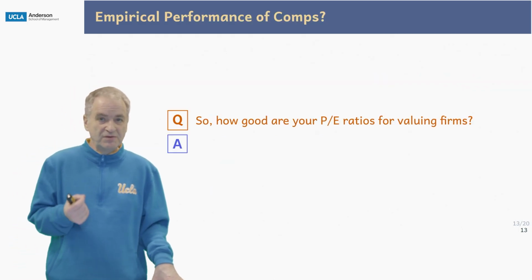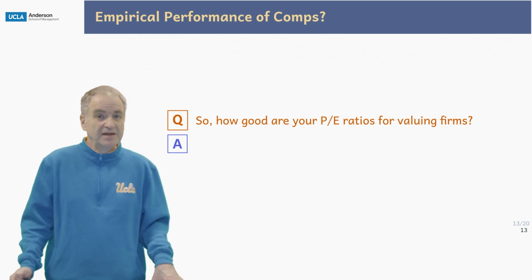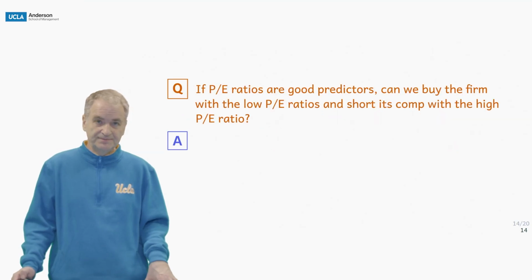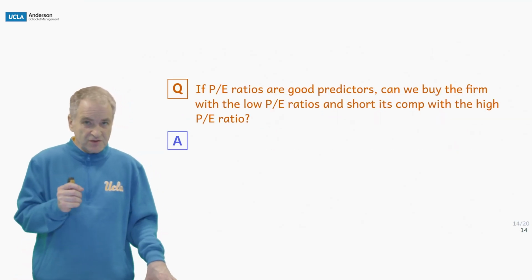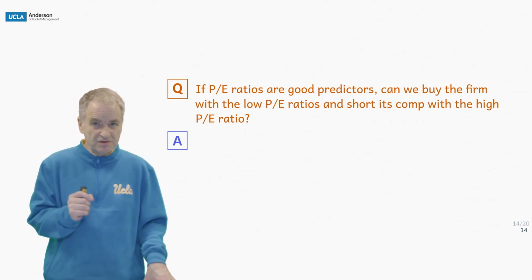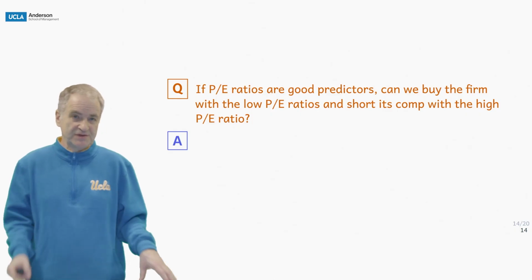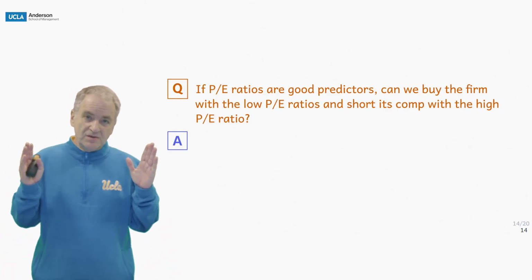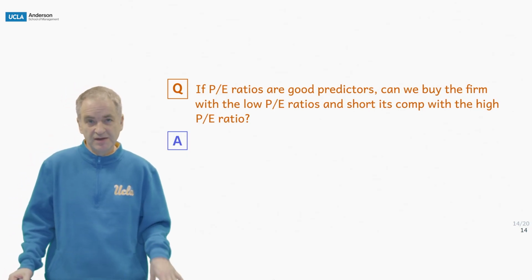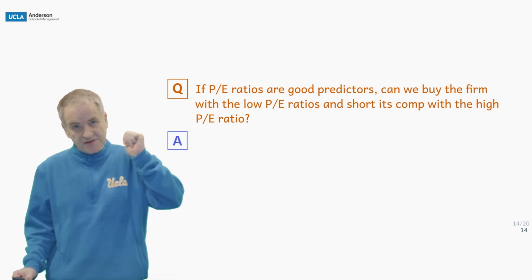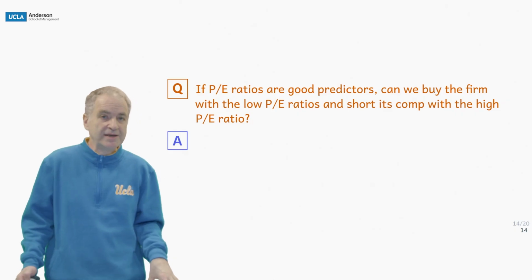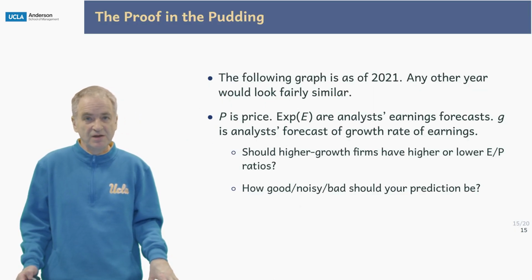How good are your PE ratios for valuing firms? That's a tough question. You tell me. The answer changes from day to day. Now, if PE ratios are good predictors, maybe we should buy the firms with a low price earnings ratio and short the comparable with a high price earnings ratio, then hope that those are going to converge in terms of price earnings ratio, and therefore that we're going to make money. That the firm with a low price is going to get a higher price, and the firm with a high price is going to get a lower price. This is a question that we can only answer empirically. So we have to take a look.